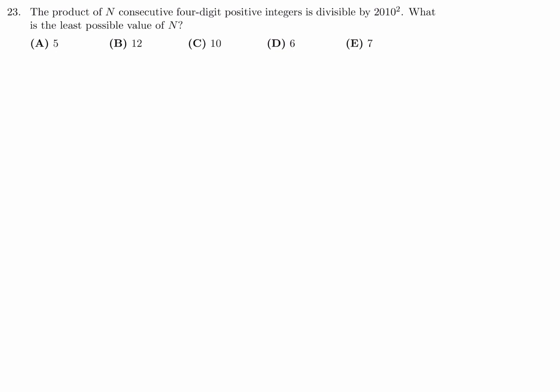The product of n consecutive 4-digit positive integers is divisible by 2010 squared. What is the least possible value of n? So they're saying you've got some numbers. There's n of them, and they're all 4-digit numbers, and when you multiply them together, you've got this big long product, and it divides by 2010 squared. It gives you some integer.